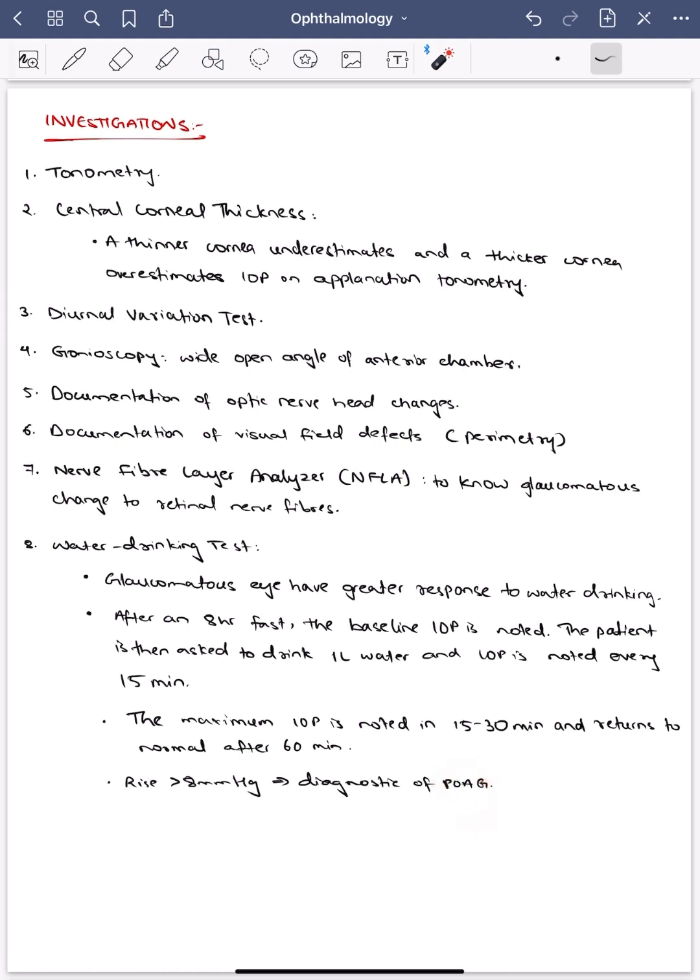So this is the water drinking test. So again, the investigations: we have tonometry, central corneal thickness, diurnal variation test, gonioscopy to measure the iridocorneal angle. Then we have documentation of the optic nerve head changes and documentation of the visual field effects using perimetry. Then we have the nerve fiber layer analyzer, NFLA, to know the glaucomatous changes to the retinal nerve fibers. And finally we have the water drinking test. So these are the investigations to be done in glaucoma.